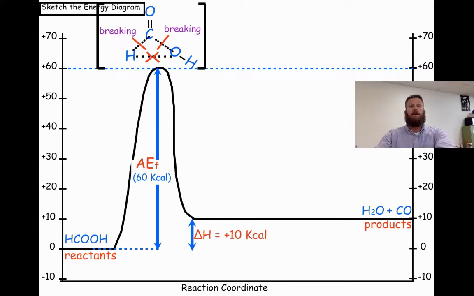How'd you do? The reaction is endothermic, so the products should have more energy than the reactants. The hill should rise to positive 60 kcals to represent the activation energy. And remember, the peak of the hill represents the activated complex.